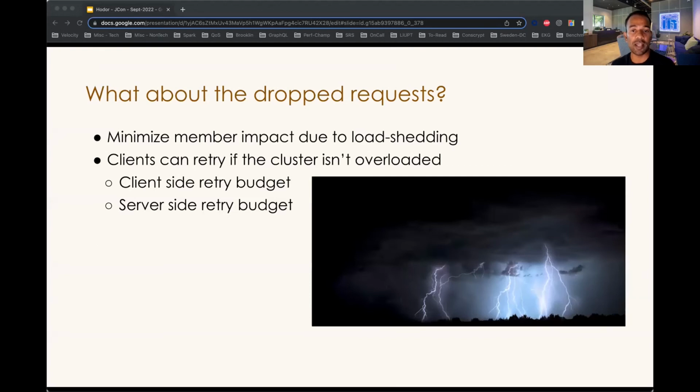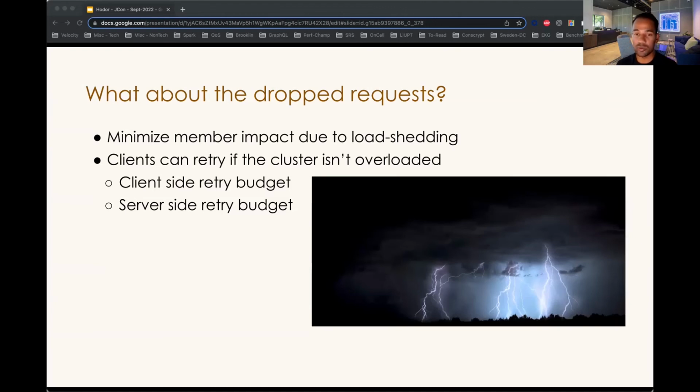But we don't want to blindly retry all the requests that are dropped by Hodor, because if all hosts in a cluster are overloaded, then sending additional retry traffic to them can actually make the problem worse. It will result in a retry storm, as shown here. To prevent this, we have added functionality on the client and server side to detect issues that are cluster-wide and prevent any retry storm. This is implemented by defining client-side and server-side budgets and stopping retries when the budget is exceeded.